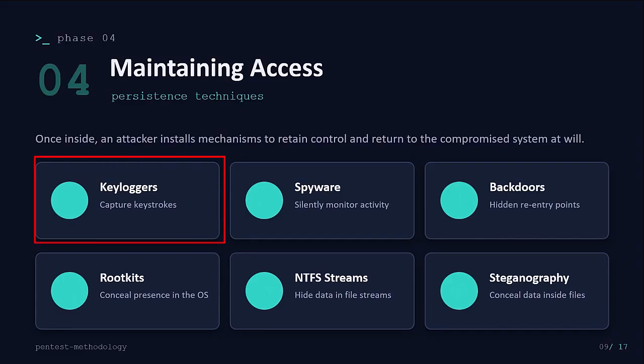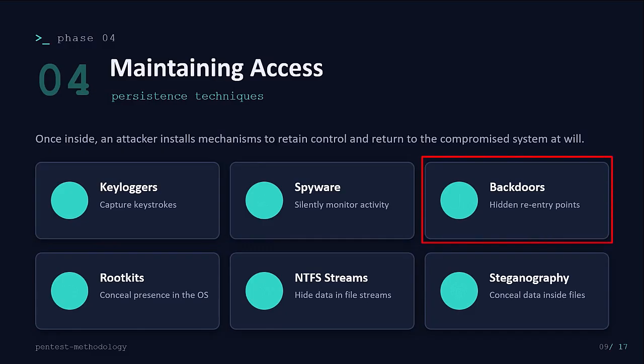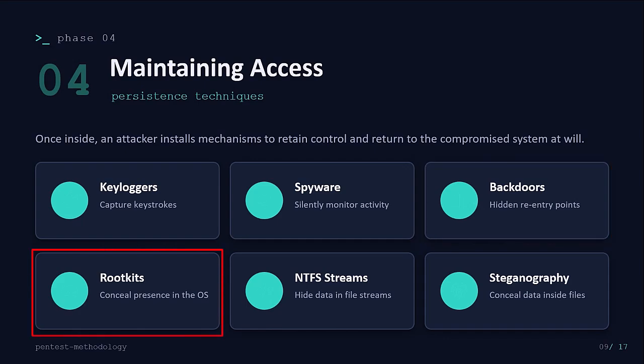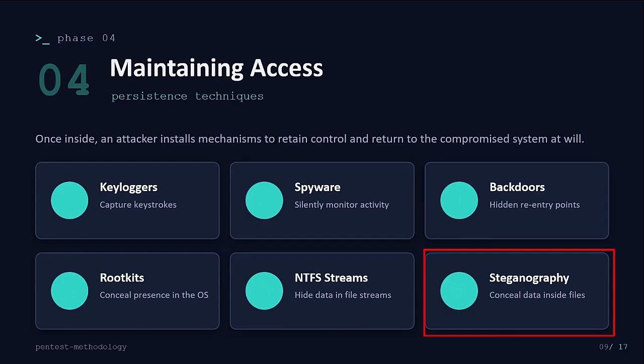Keyloggers capture keystrokes. Spyware silently monitors activity. Backdoors are hidden re-entry points that bypass normal login. Rootkits conceal the attacker's presence down at the operating system level. NTFS streams hide data inside file streams where you wouldn't think to look. And steganography conceals data inside ordinary-looking files, like tucking information inside an image. As a defender, this is your reminder that the breach isn't the end of the story. What gets left behind is often the bigger problem.